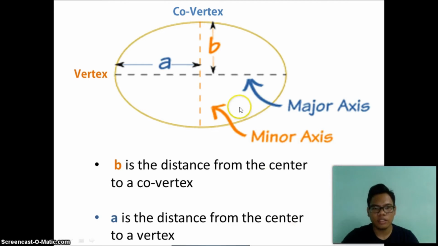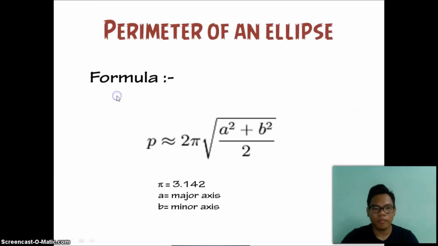Here there is a minor axis and a major axis, and a co-vertex and a vertex. And you guys might think, what are a and b actually? First, b is the distance from the center to a co-vertex. Here, center to the co-vertex. While a is the distance from the center to a vertex. Clear? Good.